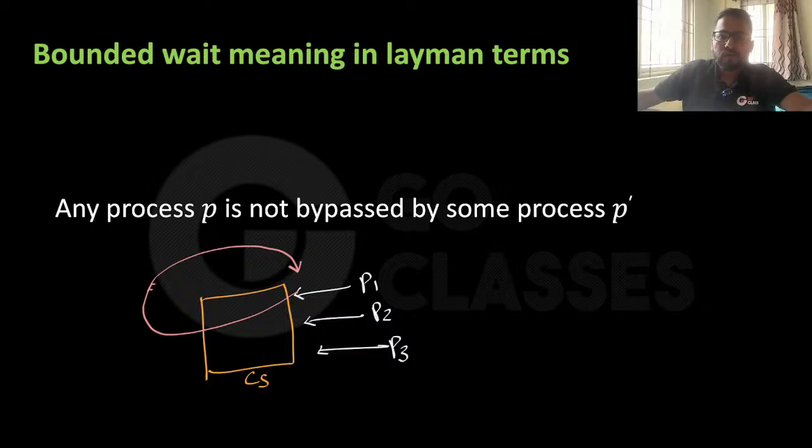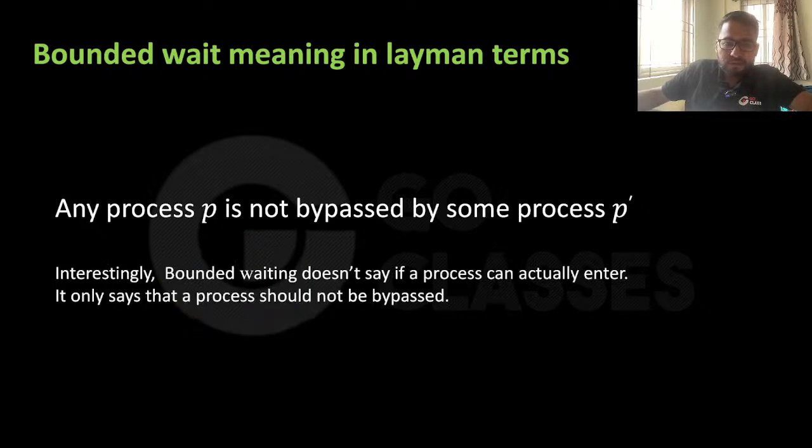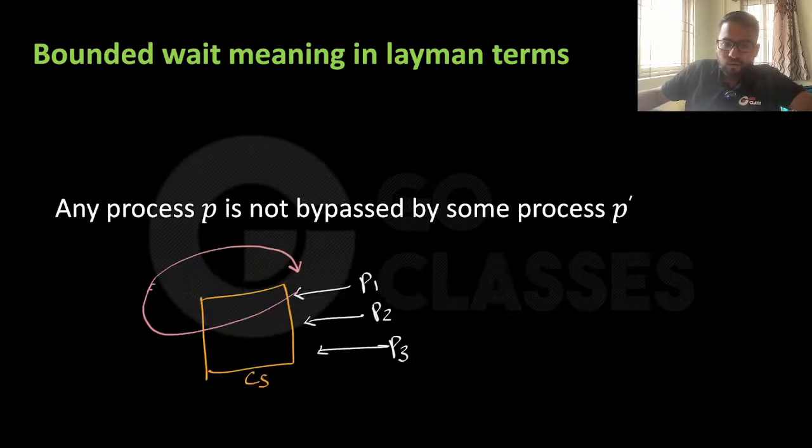Let me just give you one example. Let's suppose that there are a few processes P1, P2, P3, and P1 is getting a chance to enter, and then it should not re-enter. That's what this bounded waiting means, right?